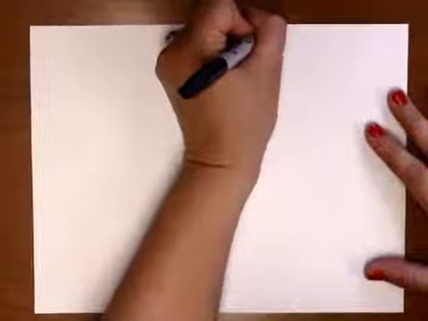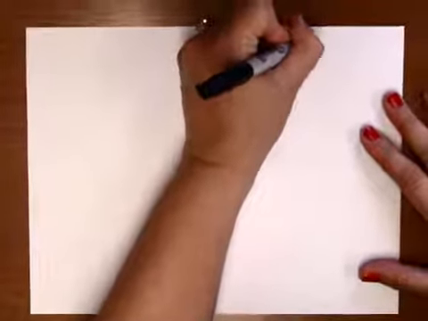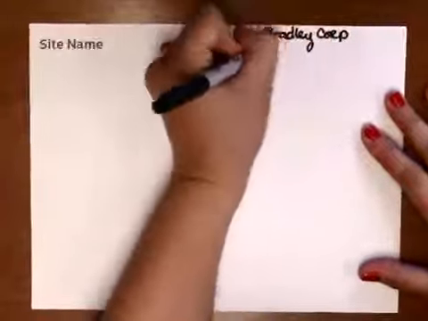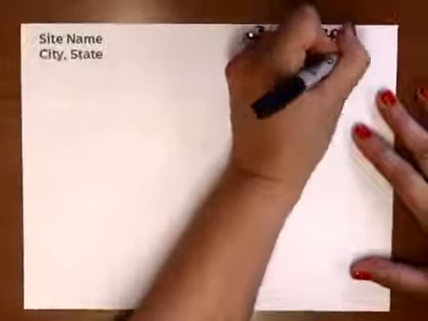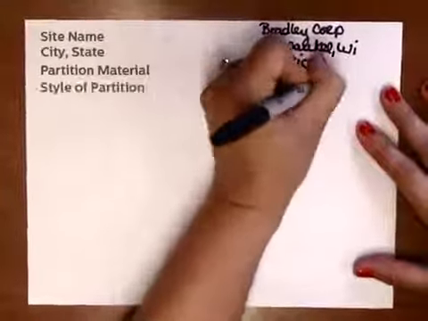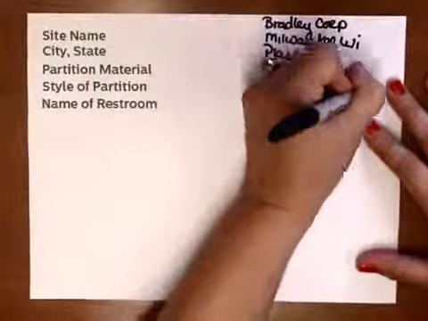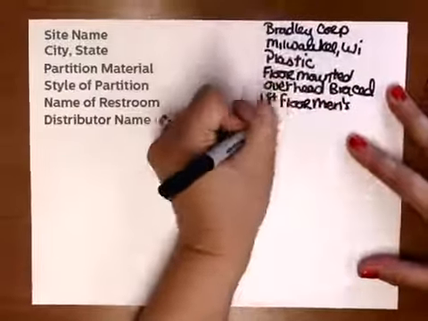First, write down basic information about the project. Make sure to include the site name, city and state, type of material, style of partition, name of the restroom, and the distributor's name.